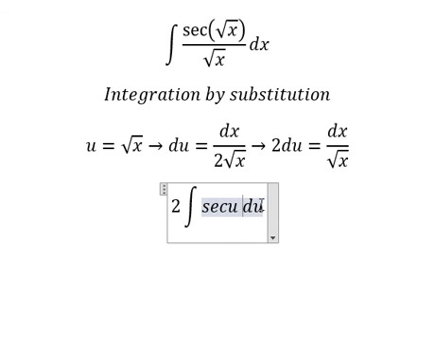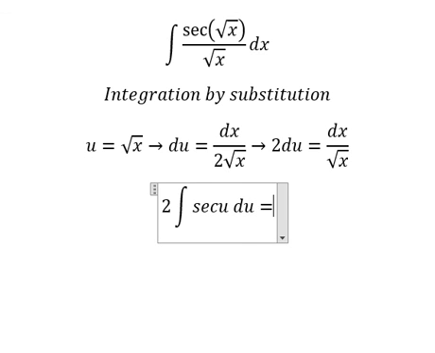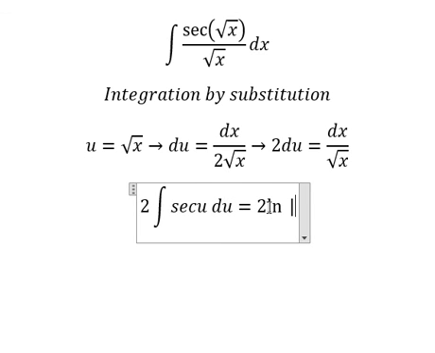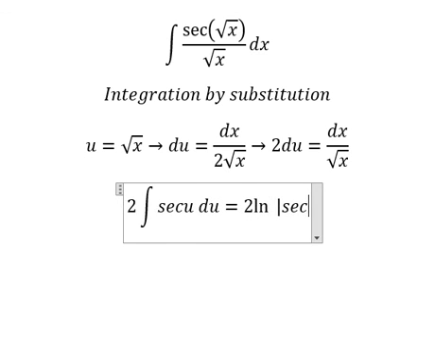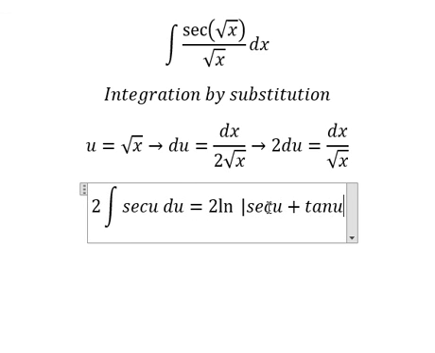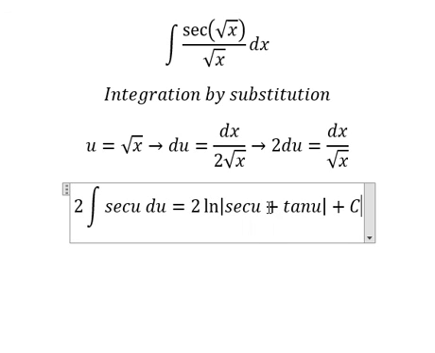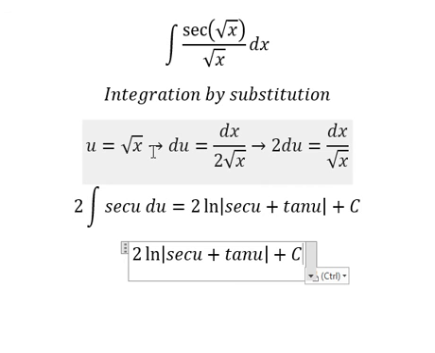The integration of this one, we will have ln of the absolute value of secant of u plus tan u, and we put plus c. About u, that's this one.